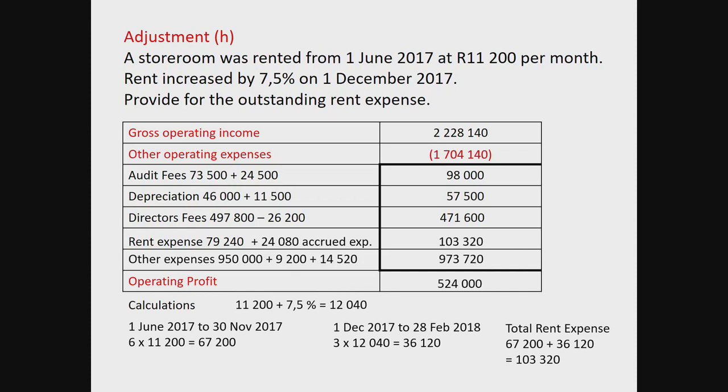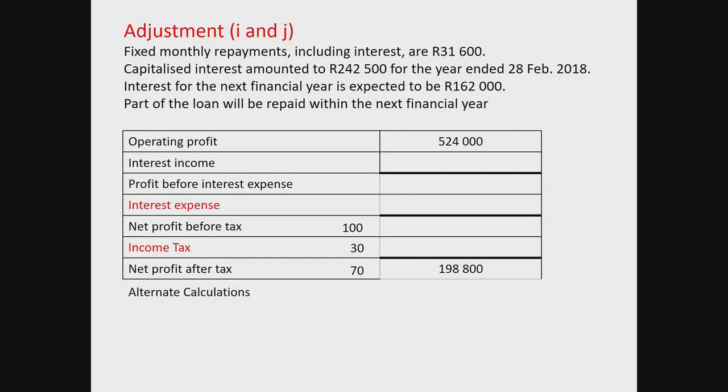Right, learners? Okay, so let's move on. What you're seeing on your screen now is the bottom part of your income statement. There normally is where you find your interest income, your interest expense, and your income tax. And just remember now, you have a figure of 524,000. And right at the beginning, I said that the corrected net profit after tax should be 198,800. Okay? So now we have to populate those sections.